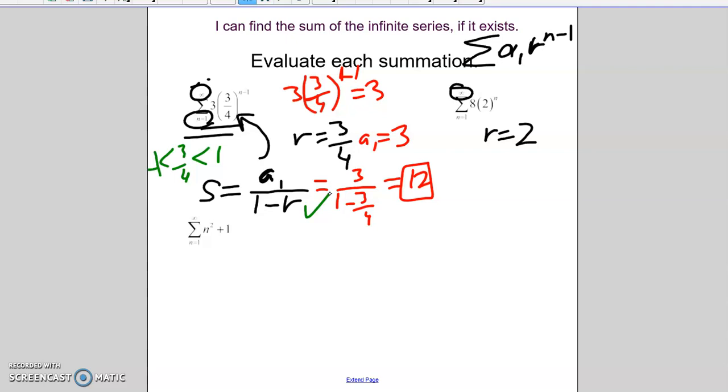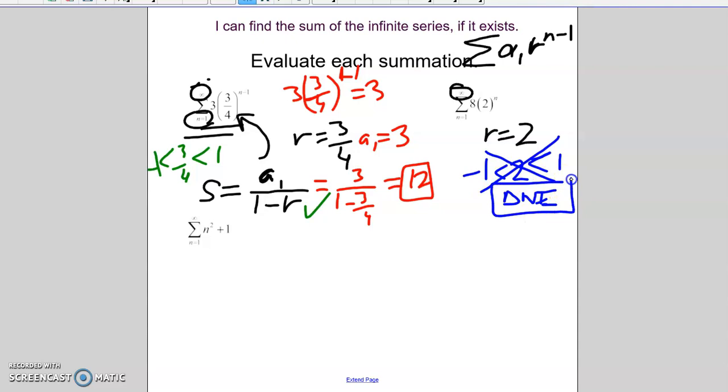Now, what about this case here? We have 2, and 2 is not in between. This does not work at all. 2 is definitely greater than 1, and remember what I said before, 2 to some power is just going to be bigger and bigger numbers, and so we just write does not exist for this problem here.